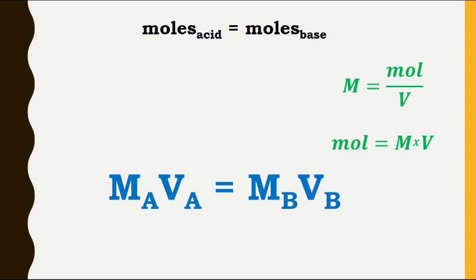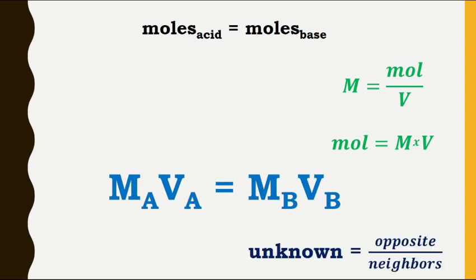And it probably looks pretty familiar because our dilution equation was M1V1 equals M2V2. So it's the exact same idea with this equation. It's just with an acid and a base instead of with one solution turning into a second one. And still, as always, we can solve for any of our unknowns by taking the opposite side of the equation and dividing it by any of the unknowns' neighbors.